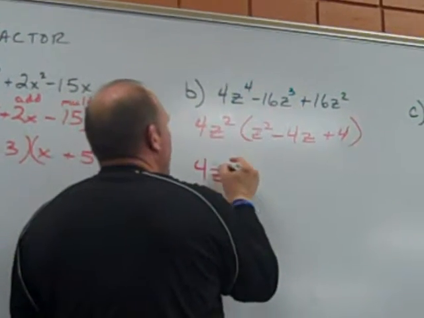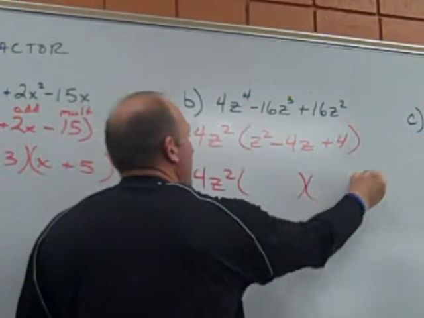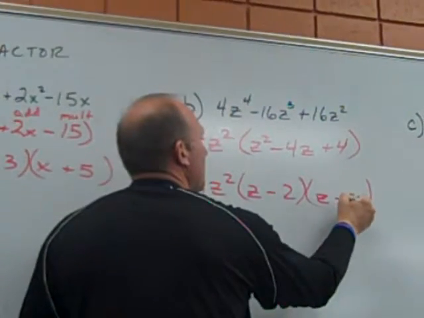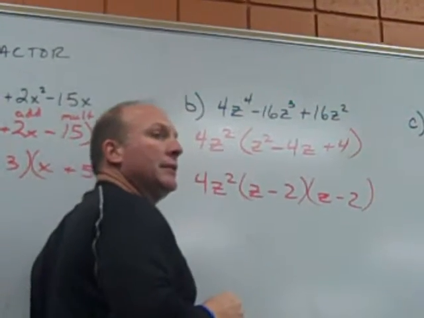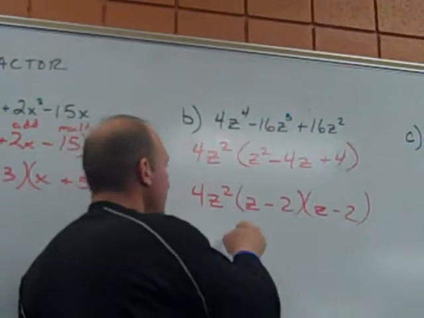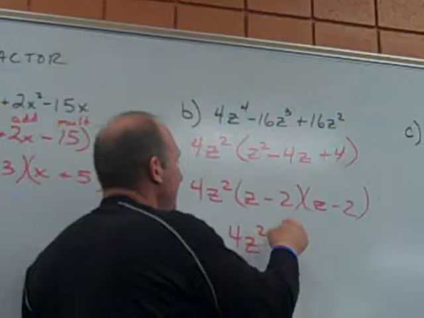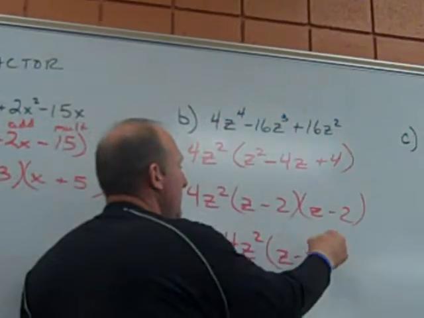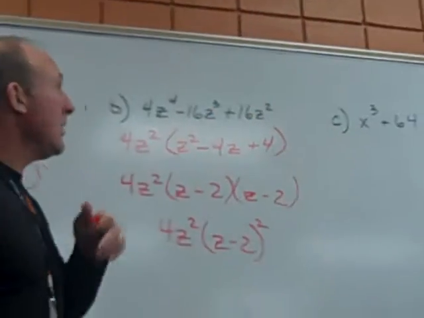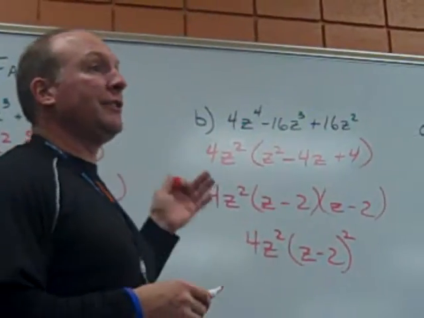Don't forget to write your 4z squared. Break it into two binomials. This is factored completely. Now, how many of you would go one step further on this? What would I encourage? 4z squared. Yeah, absolutely. Write the squared term there. Perfect. Now, here's the new stuff.